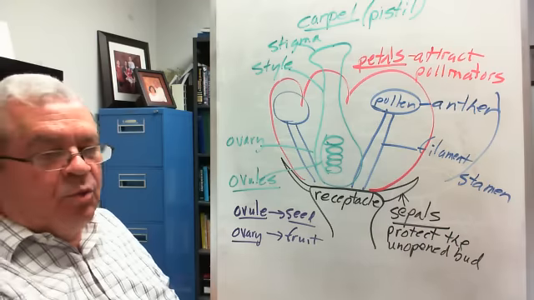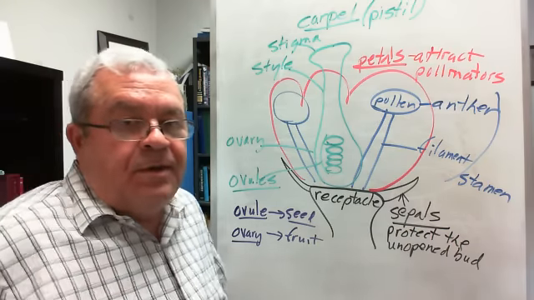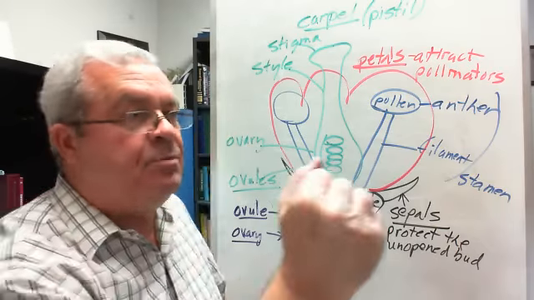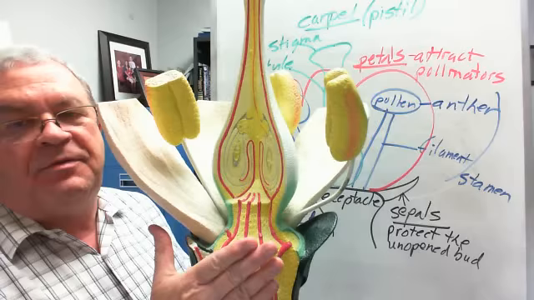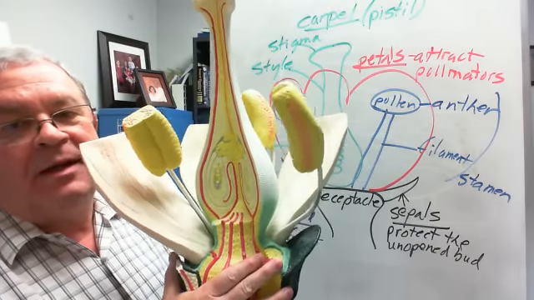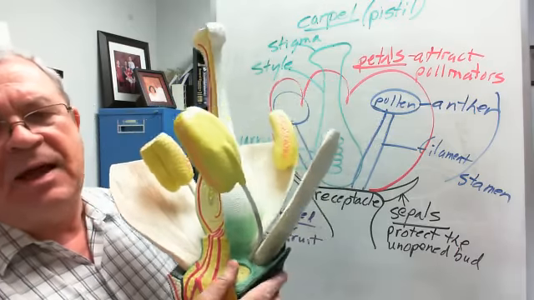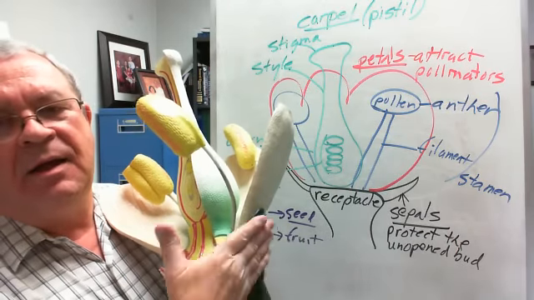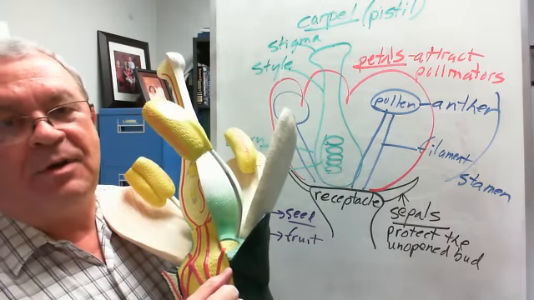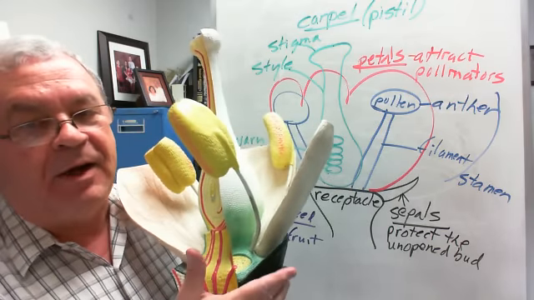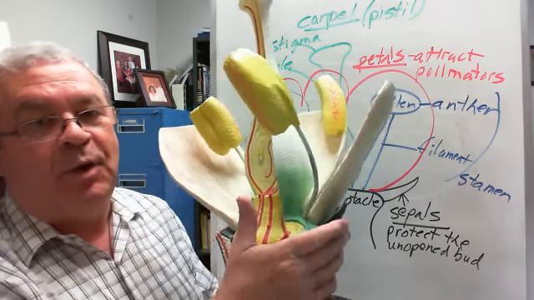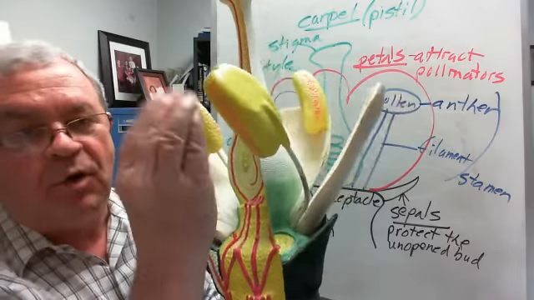This diagram is worth how many points on test 4? 5 points. Let's go over those parts with our model here. What's the base of the flower called? The receptacle. What's this outside circle of parts called? Sepals. What's the function of a sepal? It's to protect the unopened bud before it opens up.